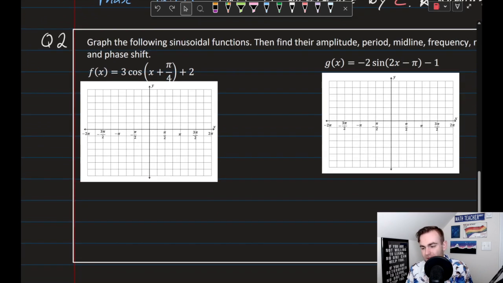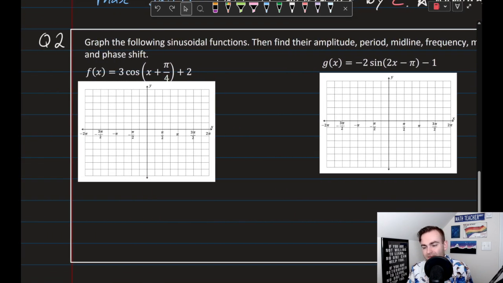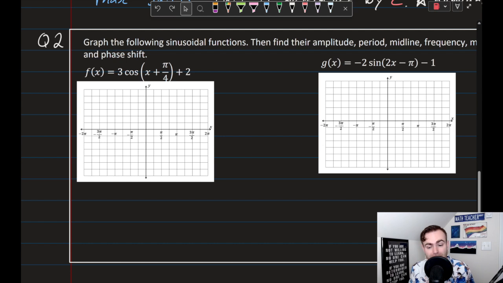So if we look at these and we're identifying everything that we identified before in addition to the phase shift, it's not bad. This one here has no coefficient for the x, so there's no factoring we have to do. So the amplitude is 3. The period, we just used a p for that. Let's keep it consistent. The period would be 2 pi divided by the b. The b is 1, yes. So that would be 2 pi. The frequency then is very nice. It's 1 over 2 pi.